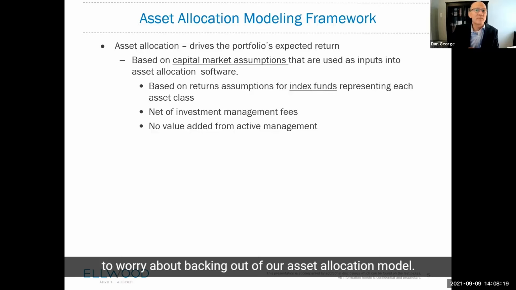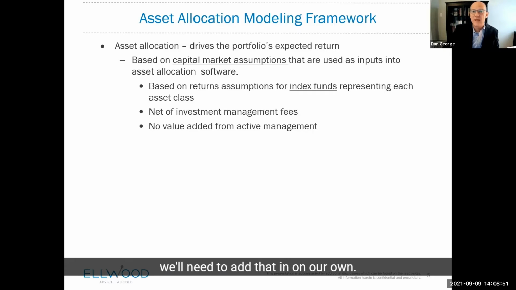So we don't have to worry about backing out of our asset allocation model expected return investment management fees because we're using net of fee inputs. That's very important because remember our variables did not include investment management fees because we're assuming our modeling is net of investment management fees. But if we're using index funds, we're also assuming there's no value added from active management, at least in the asset allocation modeling output.